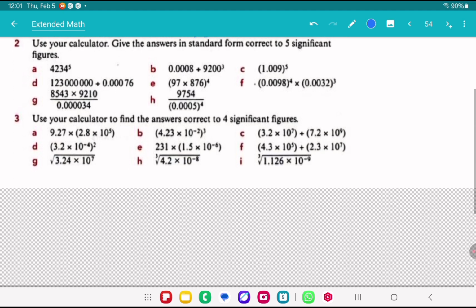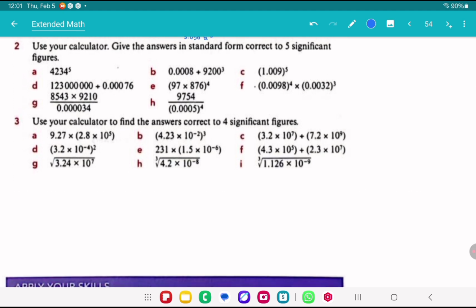And for question number 2, use your calculator, give the answer in standard form, correct to 5 significant figures. There's no particular trick to this. We only put the number into our calculator and we will find the answer. For question A, to 5 significant figures, 1.3613 times 10 to the power of 14.